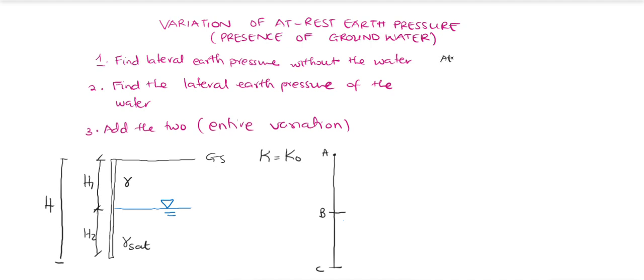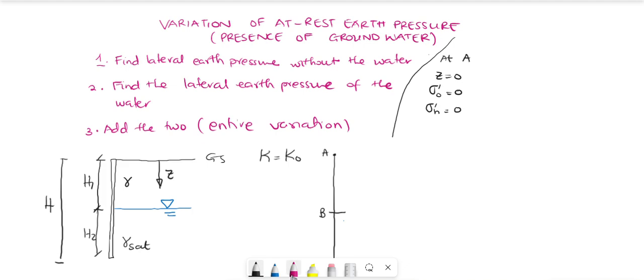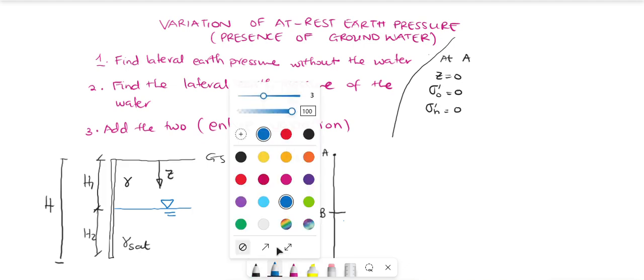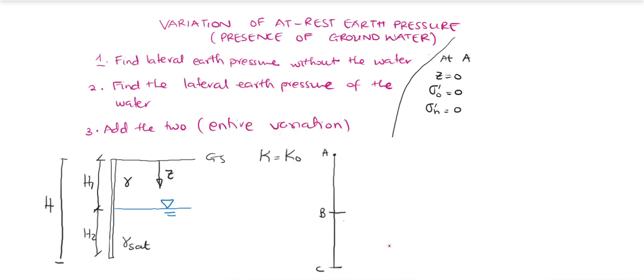At point A, Z is what? 0. Z is our depth. At point A, Z is 0. Now when Z is 0, effective geostatic stress will also be 0, and our at-rest earth pressure or our lateral stress will also be 0. So if we are plotting, this point is going to be 0.